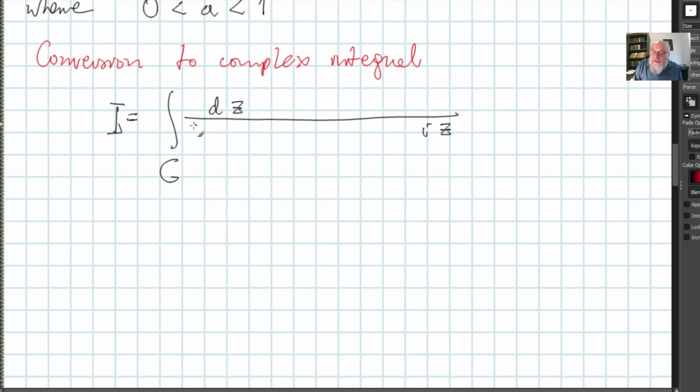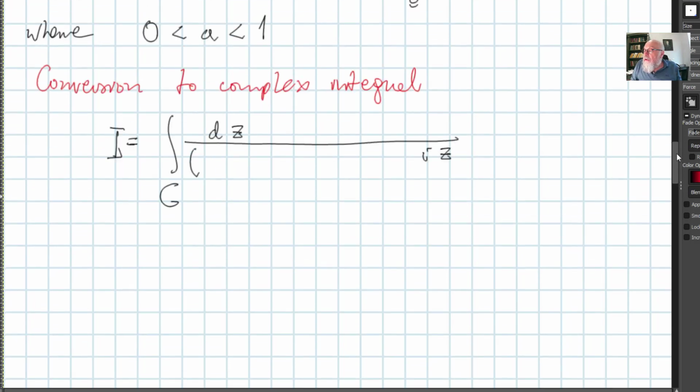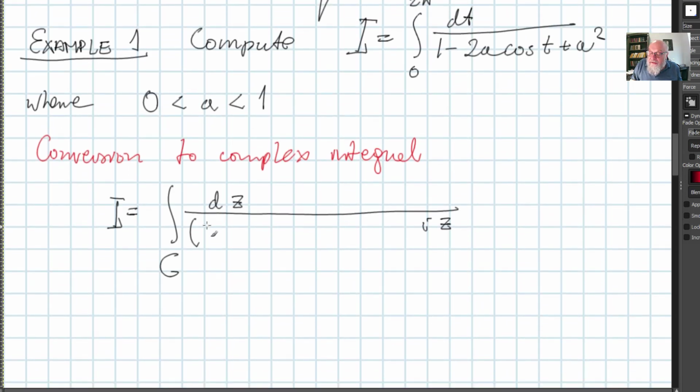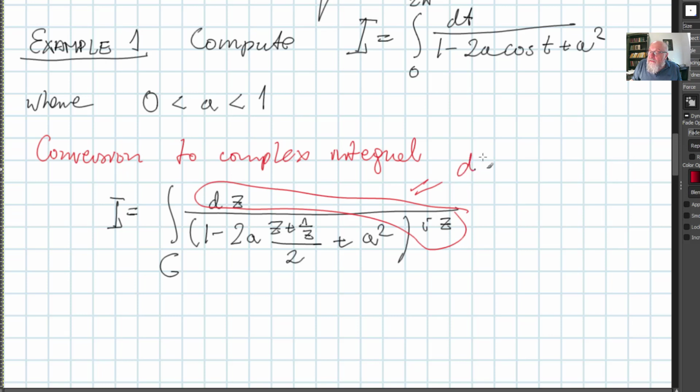So we are getting here, where is the integral? Okay, 1. So 1 is 1. And then minus 2a, and cosine is equal to z plus 1 over z divided by 2, and then here is a plus a squared, close it, and remember this part is exactly your dt. So it has to be never forgotten, the iz that is there. And then do some simplification, 2 cancels, and we are getting the following integral.